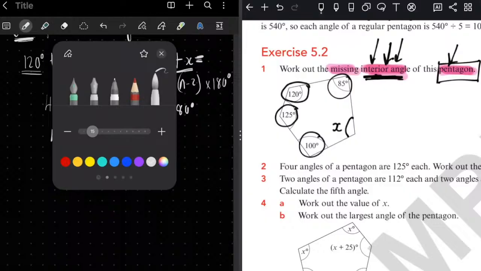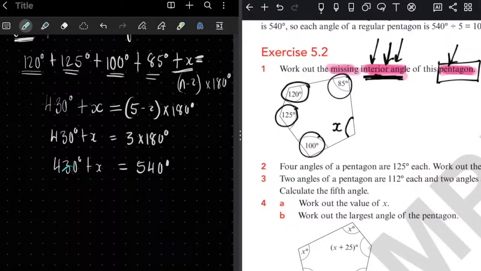Then now you take, listen students, this is the hardest topic. You take 430 to the other side now. You get x is equal to 540 degrees. Here, 430 is going to the other side. It was adding. On the other side, it will subtract. So minus 430 degrees. You now get x is equal to. Can you punch in the calculator? What do you get? 110.